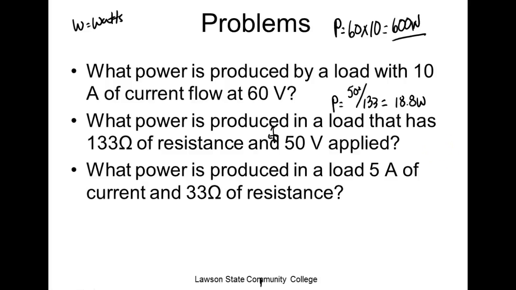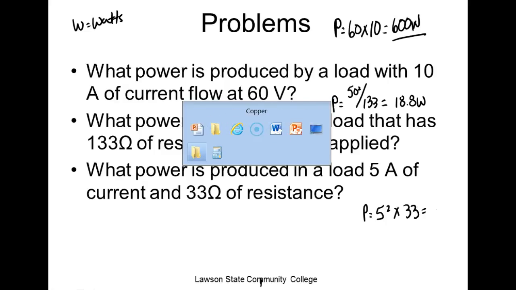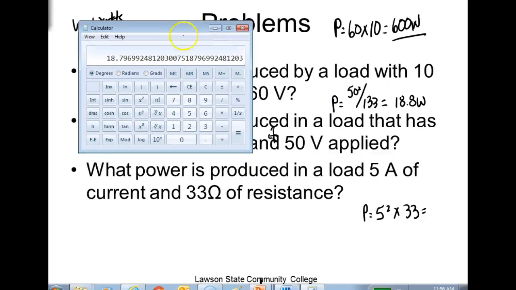What power is produced by a load of 5 amps of current and 33 ohms resistance? So I squared R, that'd be 5 squared times 33. Five squared times 33. Oops, so I said 25 then. Oh, no, that was after the square. 5 squared times 33. 125 watts.